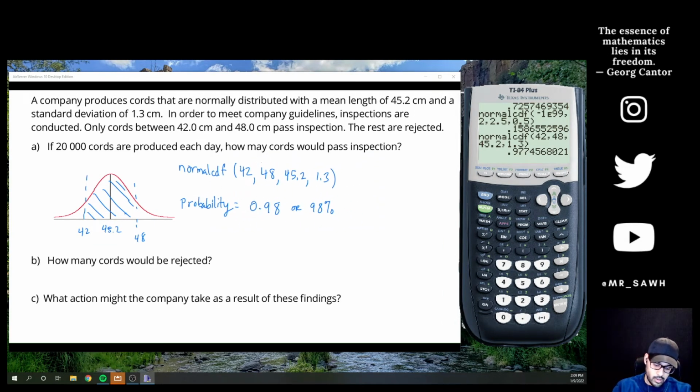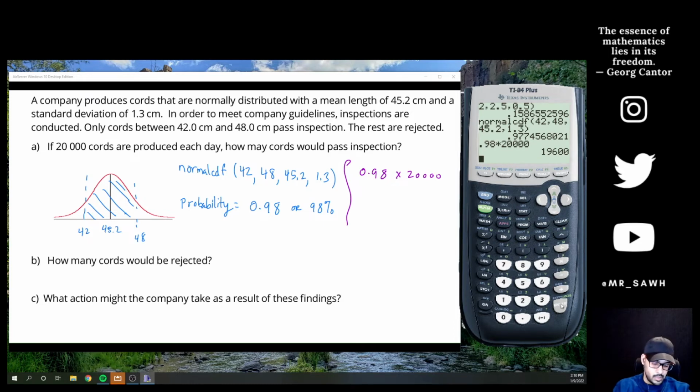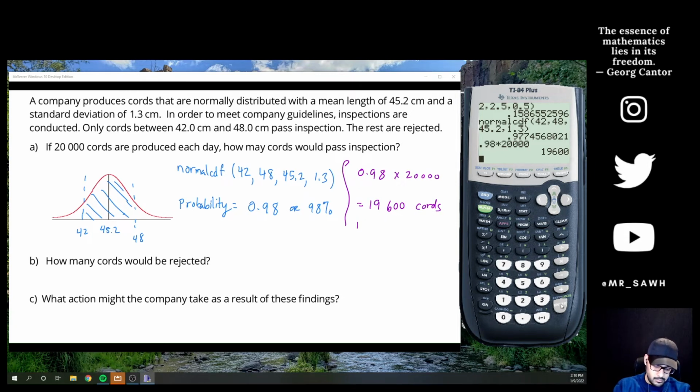So let's move that over. Okay. So if I do 0.98 multiplied by 20,000, which is 98% of 20,000, that means we are keeping 19,600 chords. So we'll say they passed the inspection.